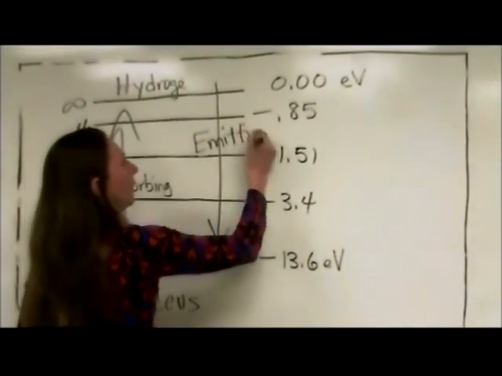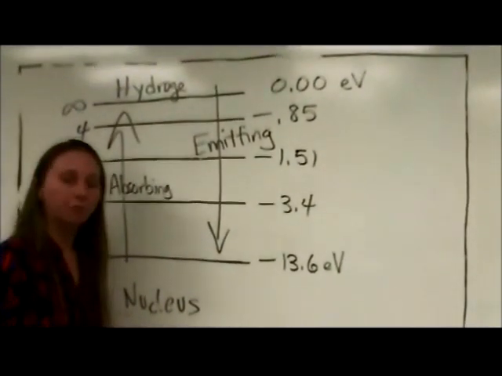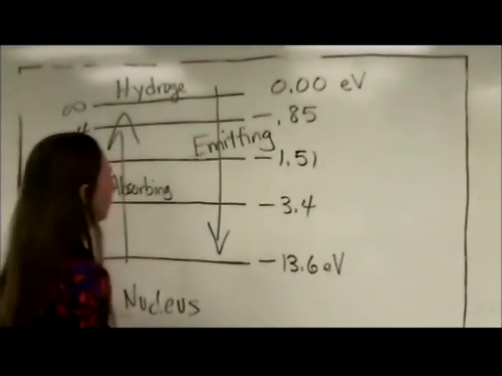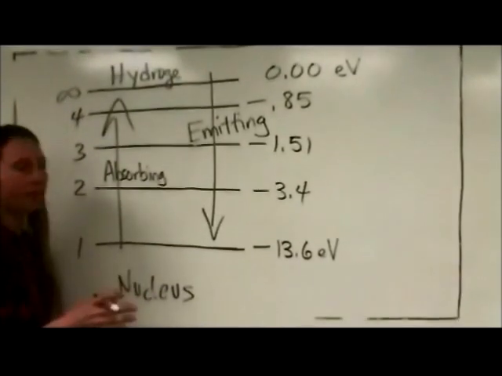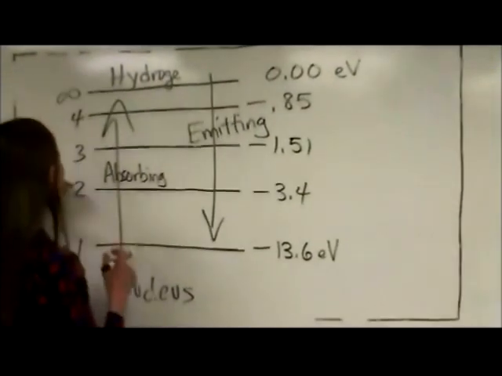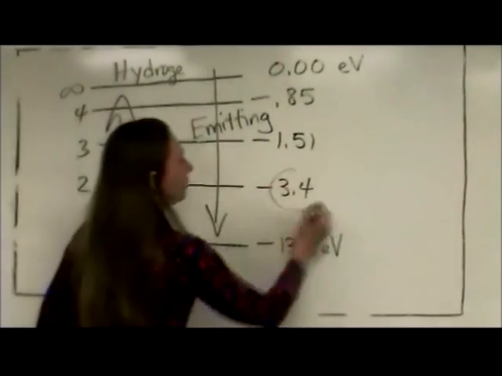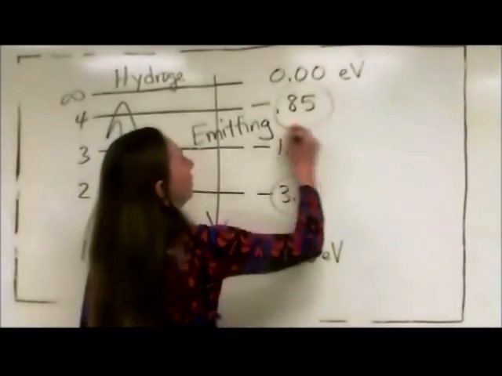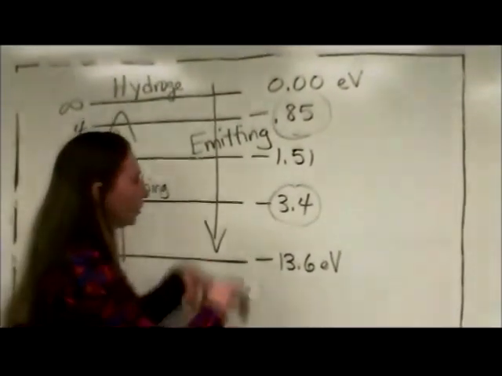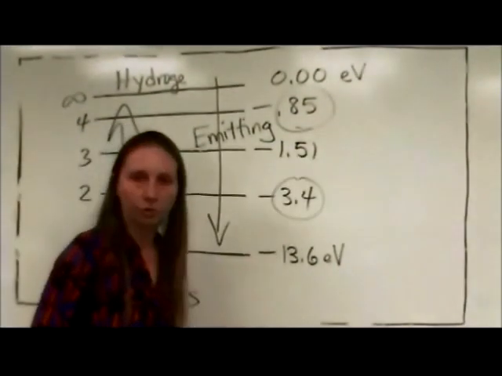The only kind of energy that can be emitted is photons, photons of light. So for example, if they tell you that the electron transitions from n equals 2 to n equals 4, take the two numbers, make them positive, subtract them, and find the difference. That's the number of electron volts.